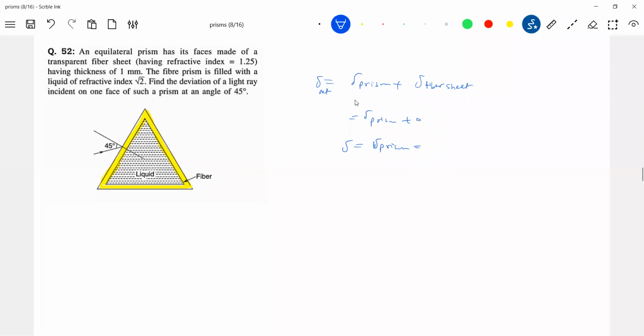You can't use the small angle prism formula. So what is the formula now? Angle of deviation is I plus E minus A. Calculate that emergent angle. So apply the formula sin I. What to do here with this one? Shall we apply Snell's law for the fiber sheet?